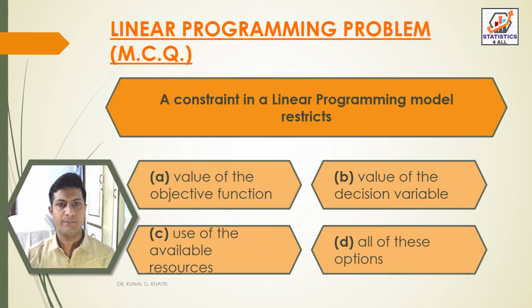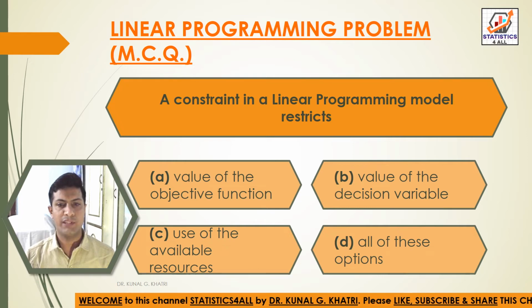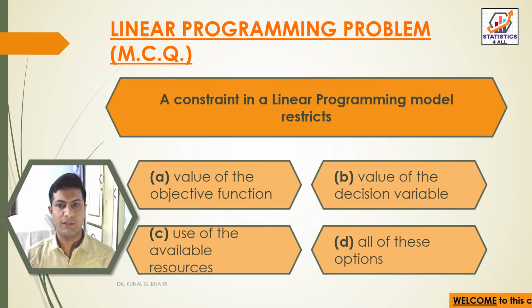Next question. A constraint in a linear programming model restricts option A, value of the objective function, option B, value of the decision variable, option C, use of the available resources, option D, all of these options. So here we have answer option D, all of these options. A constraint in a linear programming model restricts value of the objective function, value of the decision variable, use of the available resources.